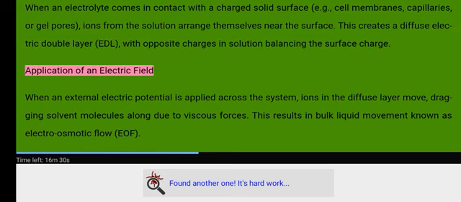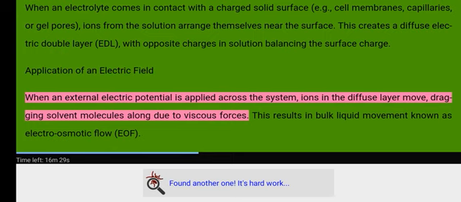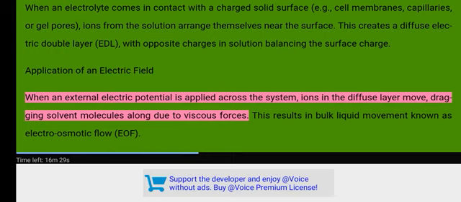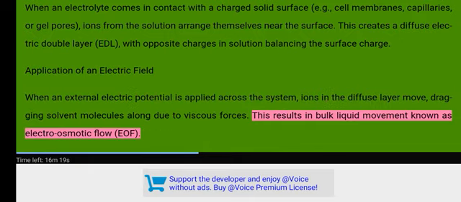Application of an electric field. When an external electric potential is applied across a system, ions in the diffuse layer move, dragging solvent molecules along due to viscous forces. This results in bulk liquid movement known as electroosmotic flow, EOF.